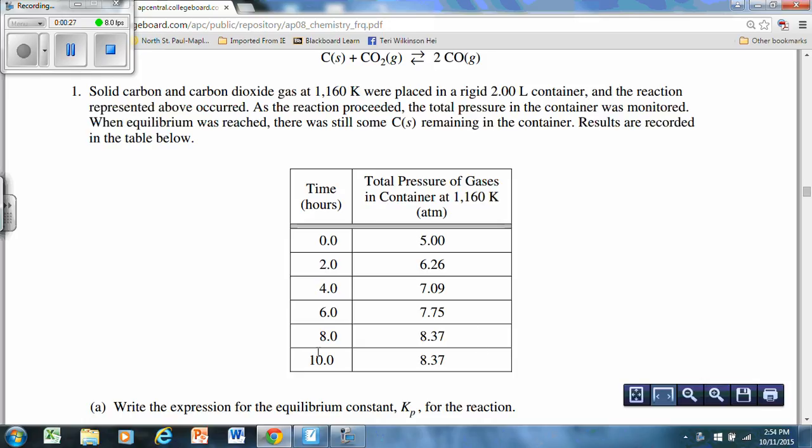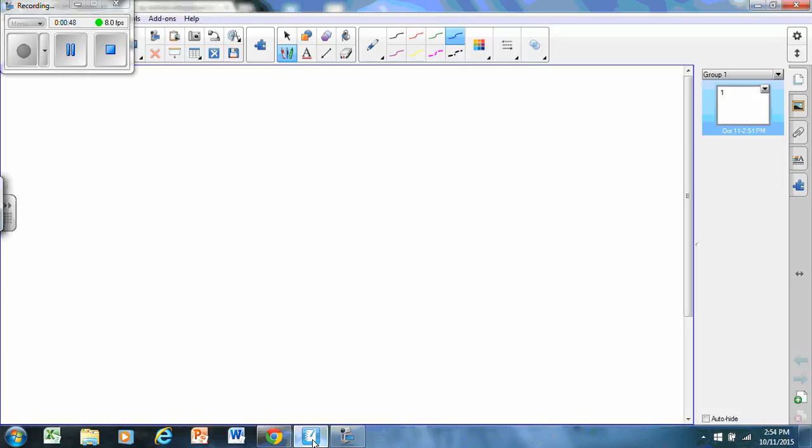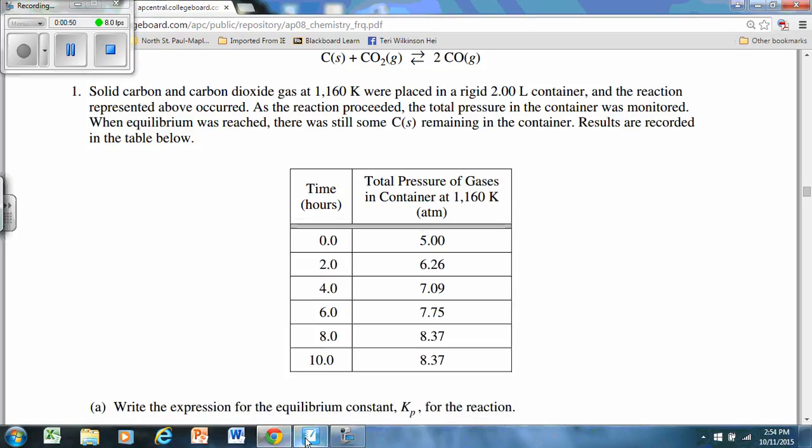And see, at 8 hours and 10 hours, the pressure of the gas is 8.37. It's not changing. So the equilibrium pressure of the gas is 8.37. It also has this initial thing in here. It also is an equilibrium expression that has a solid or liquid in it, and pure liquids and pure solids do not appear in the equilibrium constant.